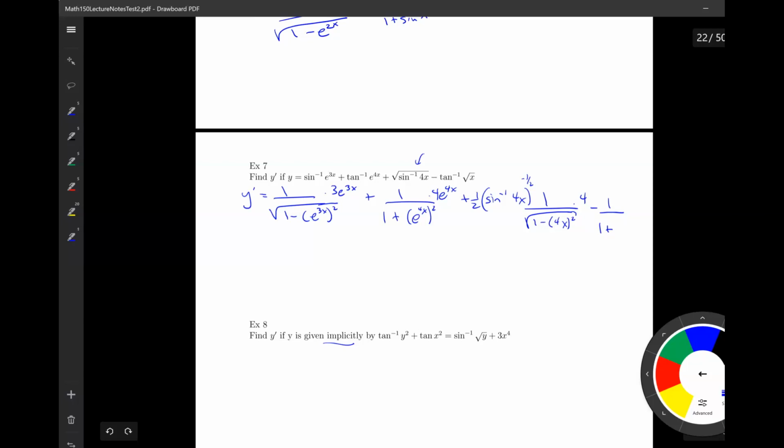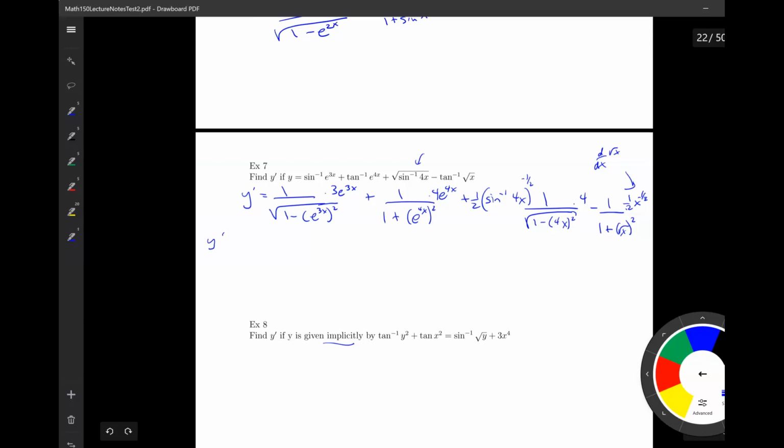Okay, and so this last term here, minus, I'm going to take 1 over 1 plus, and I'm going to be putting in the radical x and squaring it, which does turn out to be x, but I still need to multiply by the derivative of root x, which is 1/2 x to the negative 1/2.